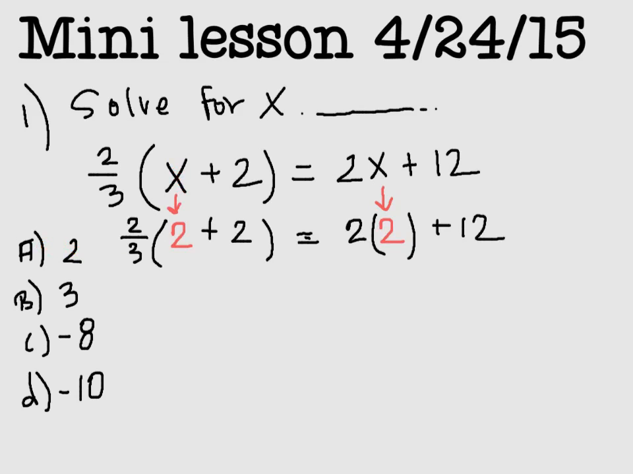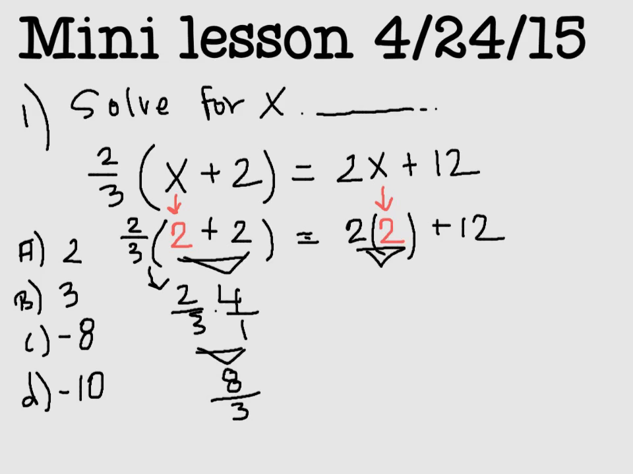Okay, so I plugged in the 2. As you can see, everywhere I saw an X, I put a 2. And now I'm just going to work this out. Hopefully you were thinking about doing the parentheses first, because parentheses always go first. So 2 plus 2 is 4. And then we're going to do 2/3 times 4. Make the 4 into a fraction. Multiply the top with the top and the bottom with the bottom. So that gives us 8/3.